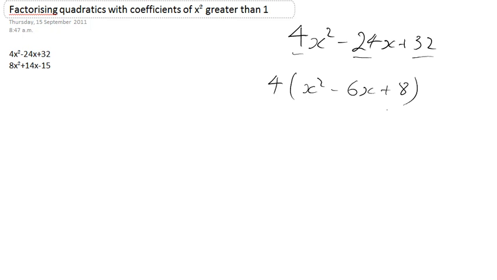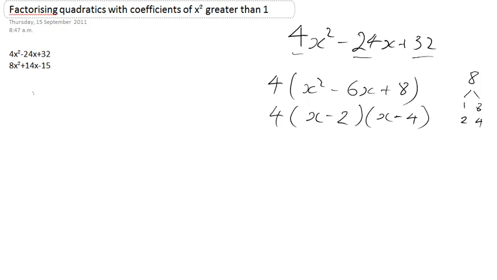Now I've got a quadratic that I can factorise. I want to know the factors of 8, so that's 1 and 8, 2 and 4. So I've got brackets x, x. Signs are the same because it's a plus at the end. Signs are minuses because it's a minus in the middle. So the only way I can get minus 6 from my numbers is minus 2 and minus 4. So there you go, I factorised that quadratic. So that's one technique, and that only works when all the numbers are a multiple of each other.